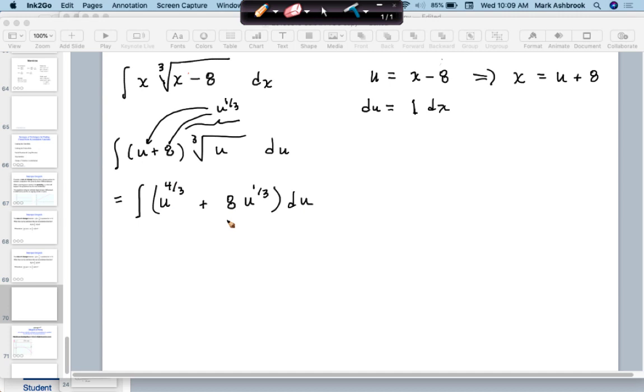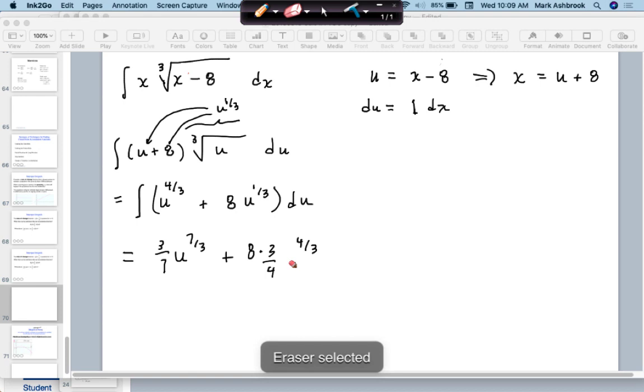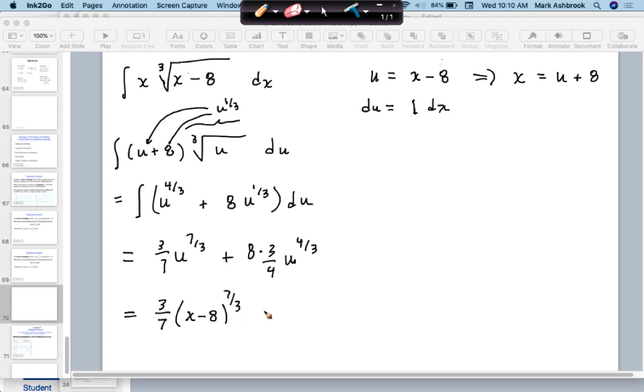Power rule, right? Power rule gives us, what is that, 3/7 u to the 7/3 plus 8 times 3/4 u to the 4/3. Did I do that right? Oops, u. Okay, and then what now? Are we done? U is the same as x minus 8. Easy simplification here. That makes 6. 3/4 of 8 is 6.